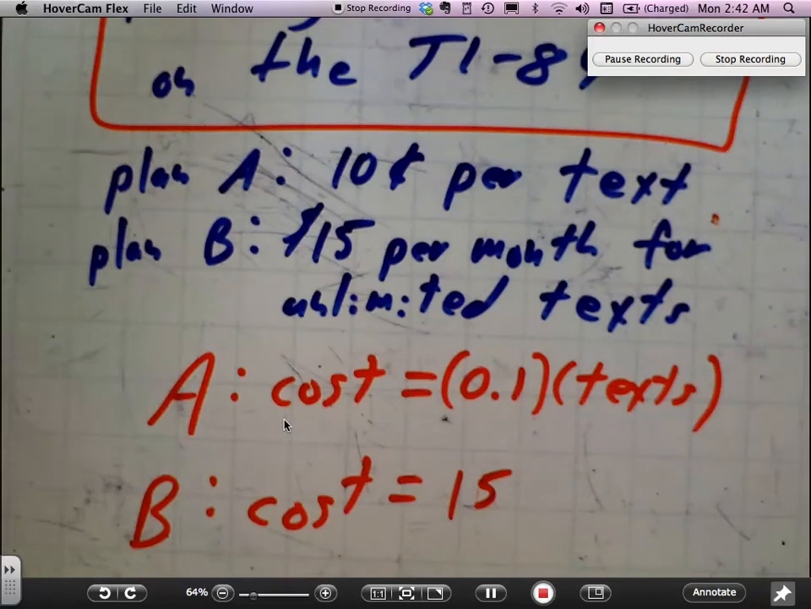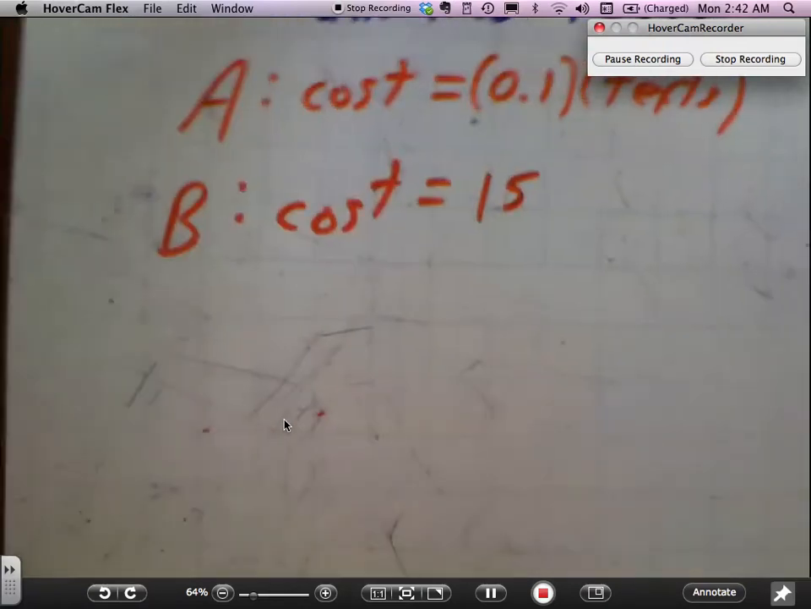And I'm sure you already figured out, it depends, and it depends on how many texts I would send in a particular month. Well, one thing you can do here is to solve this system of equations, which in our simple example is pretty easy. We'll do that real quick just to show.